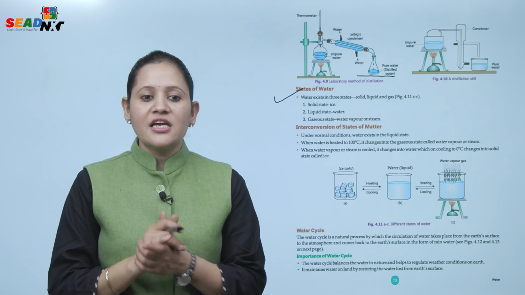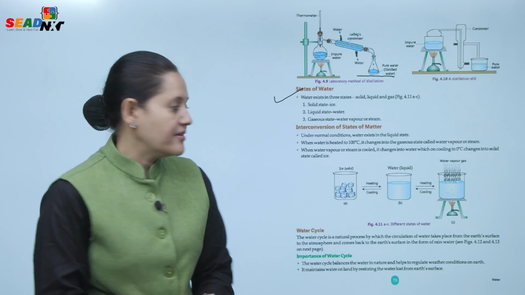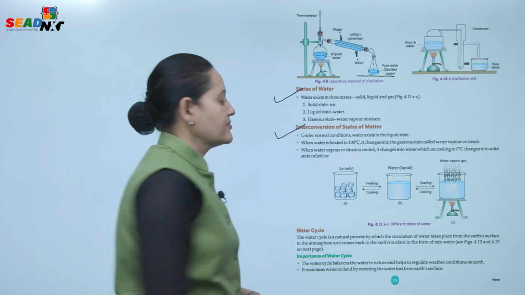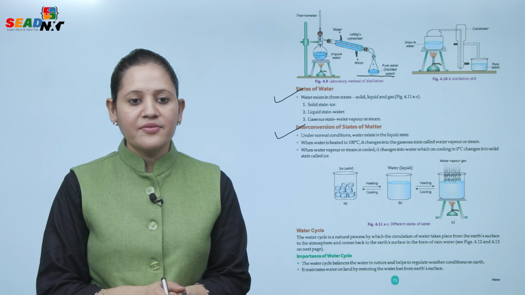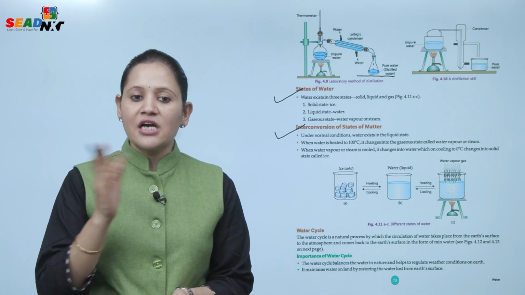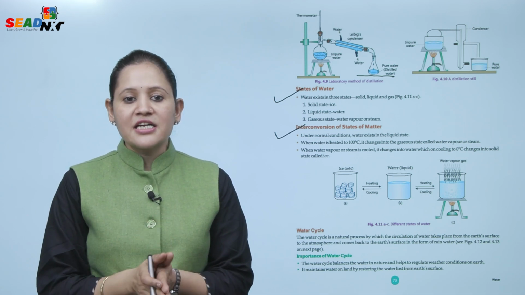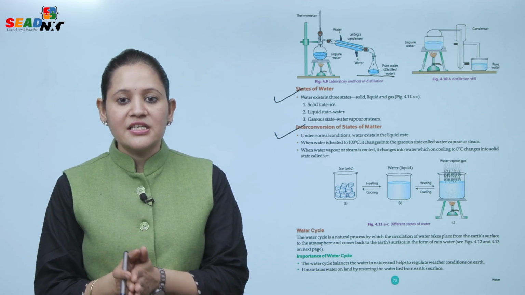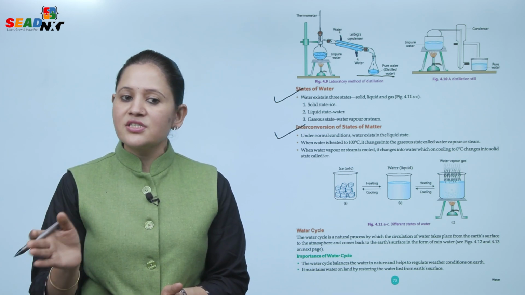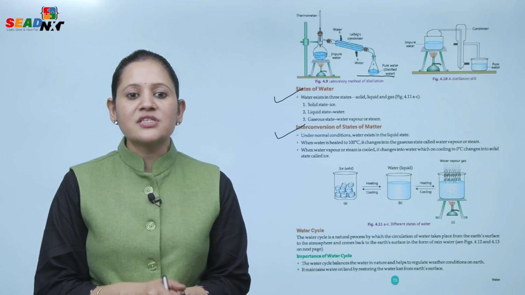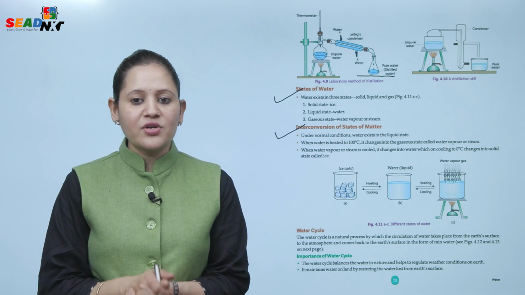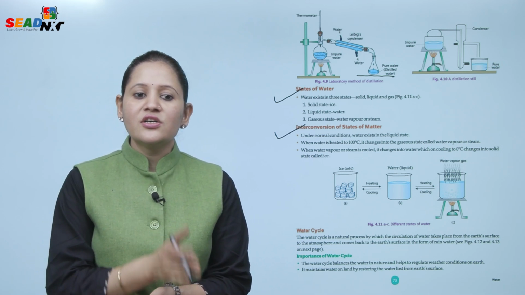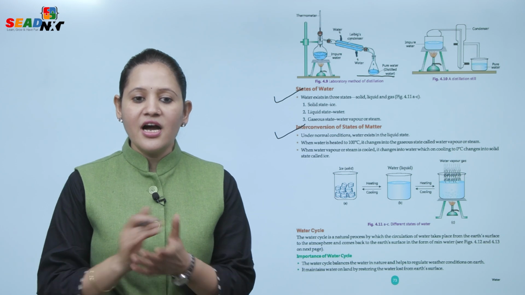Next is interconversion of states of matter. Under normal conditions, water exists in the liquid state. When water is heated to 100 degrees centigrade, it starts boiling and changes into the gaseous state. That is called water vapor or steam. When the water vapor or steam is cooled, it changes into water, which on cooling at 0 degree centigrade changes into a solid. That is called ice.